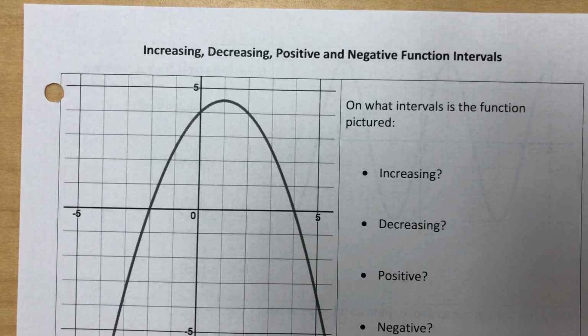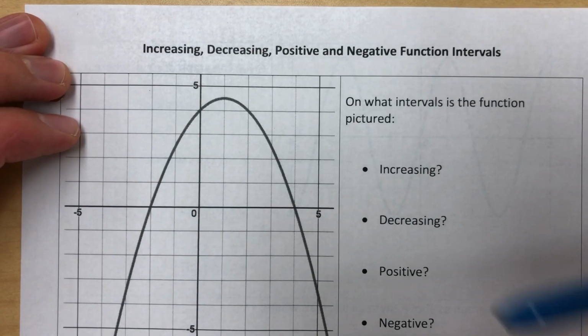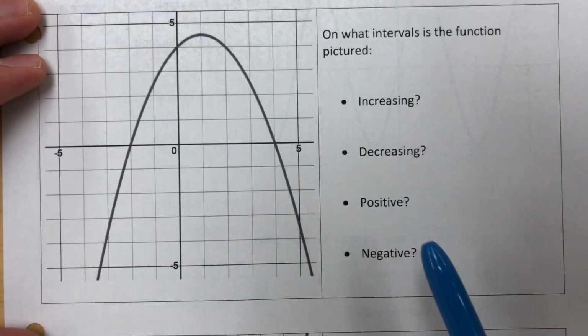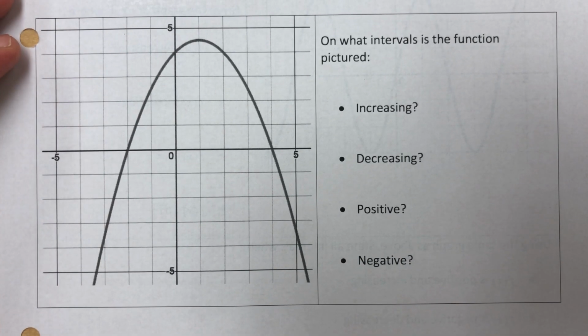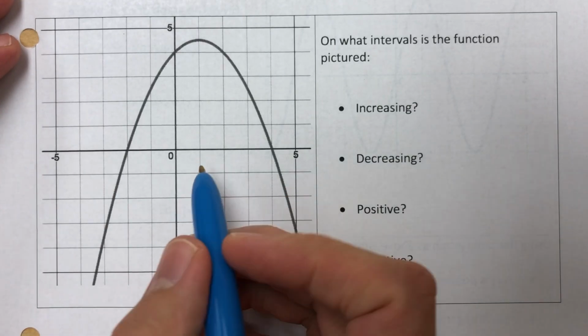Let's take a look at some functions and evaluate what their graphs really look like and what we can tell from that. We're going to be looking at two specific things: whether something is increasing or decreasing, that's the first thing, and whether something is positive or negative. And it's going to be relatively intuitive. So here we go.